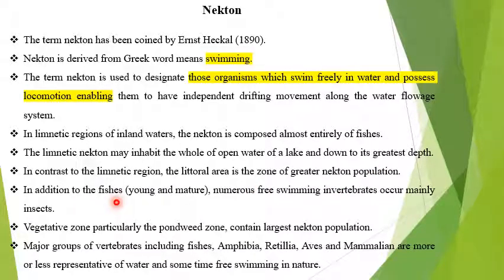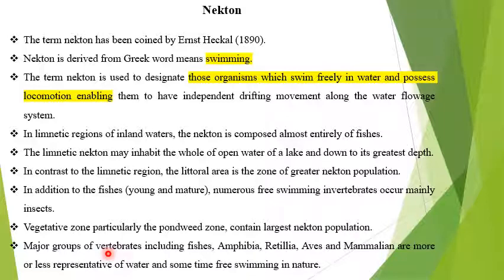In addition to the fish, young and mature, numerous free-swimming invertebrates occur, mainly insects, because they have moving and swimming capacity, so they are also included in the nekton. The vegetative zone, particularly the pondweed zone, contains the largest nekton population. Again, the ecological conditions are good. That's why the vegetative zone also contains a good population of nekton.